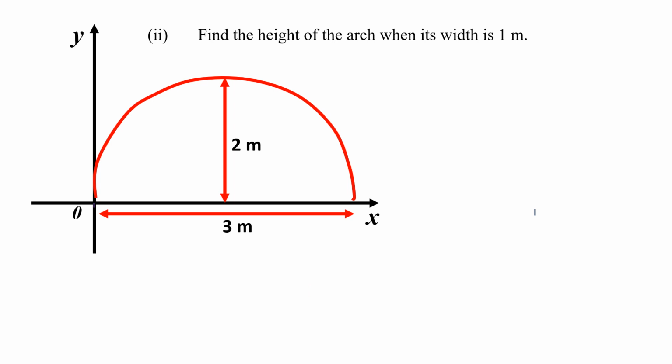So the question asks you to find the height of the arch when the width is 1 meter. I'm going to use the middle point, the line of symmetry, as a guide. So which one is the line of symmetry? This guy here is the line of symmetry.